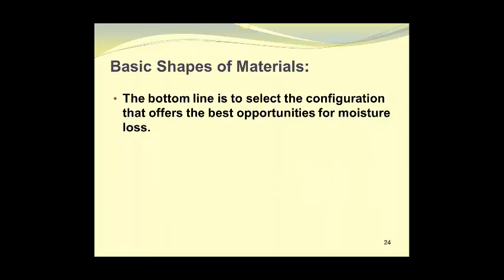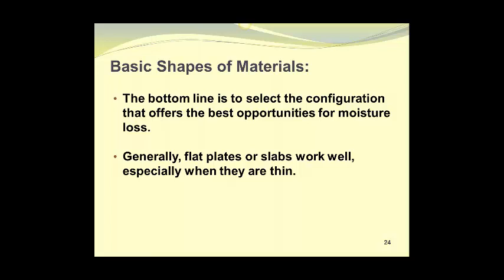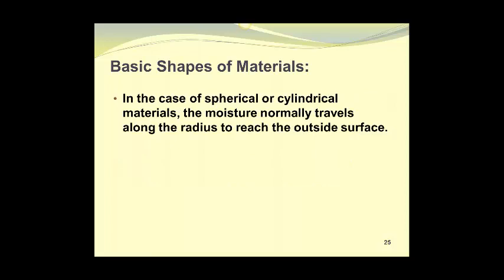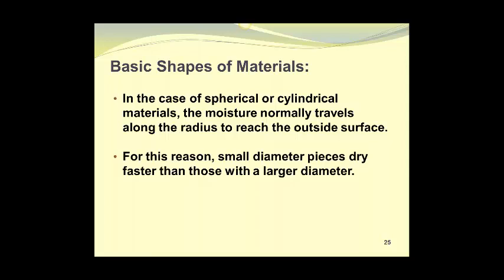The bottom line is to select a configuration that offers the best opportunities for moisture loss. Generally, flat plates or slabs work well, especially when they are thin. In the case of spherical or cylindrical materials, the moisture normally travels along the radius to reach the outside surface. For this reason, small diameter pieces dry faster than those with a larger diameter.